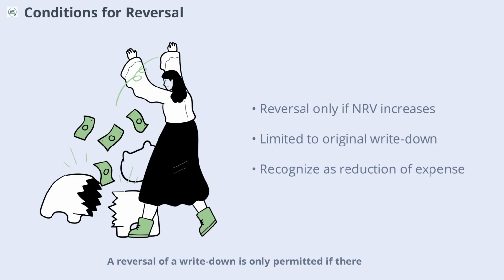Reversal of a write-down is only permitted if there is clear evidence that the NRV of inventory has increased. This might happen due to market recovery, improved product demand, or reduced costs. The reversal is limited to the amount of the original write-down, ensuring that inventory is not overstated. The increase in value is recognized as a reduction of expense in the period when the reversal occurs, improving the company's net income for that period.